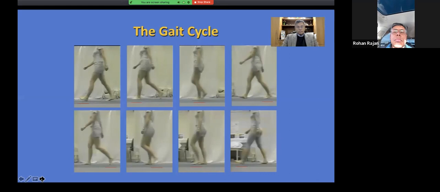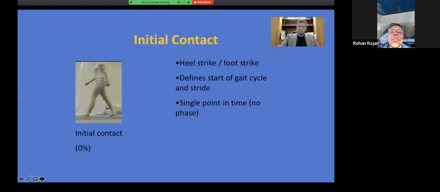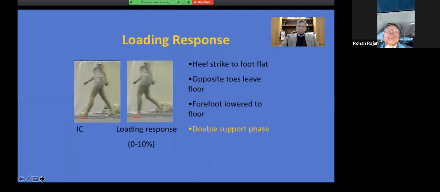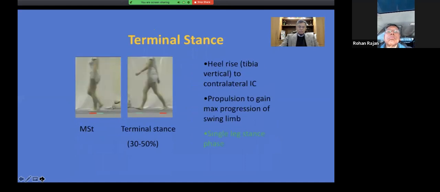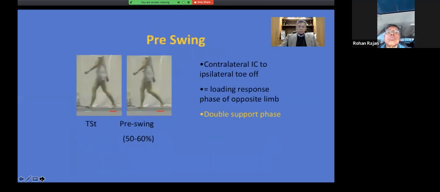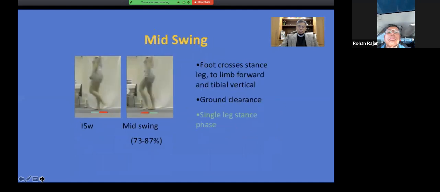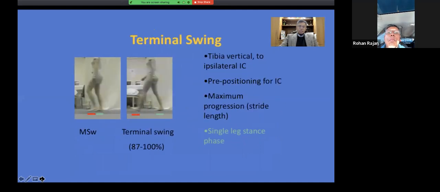This is a schematic of the gait cycle. It starts off with initial contact with heel strike, and then loading response with a heel strike to foot flat, and then to mid-stance, terminal stance, pre-swing, initial swing, mid-swing, and finally terminal swing.